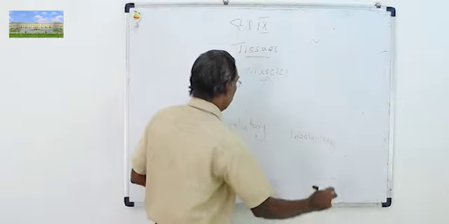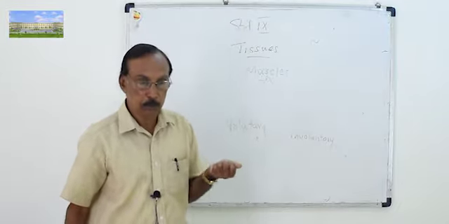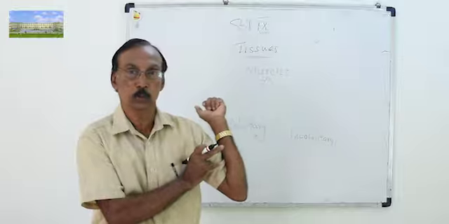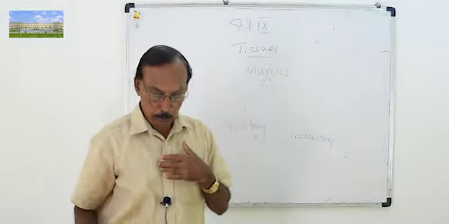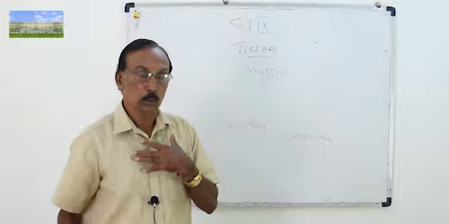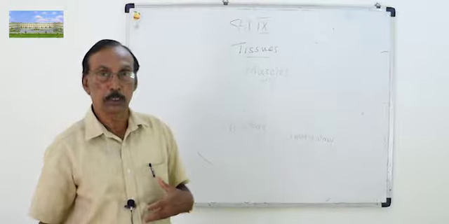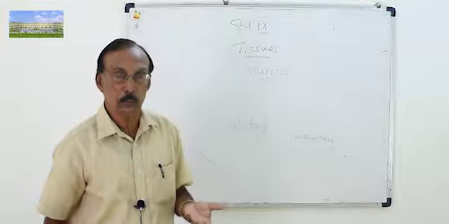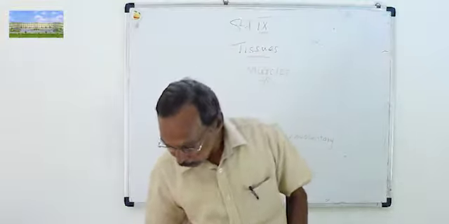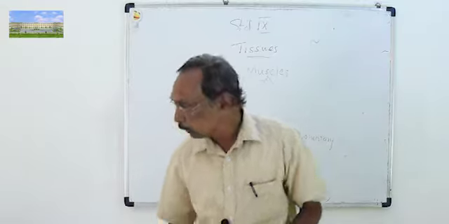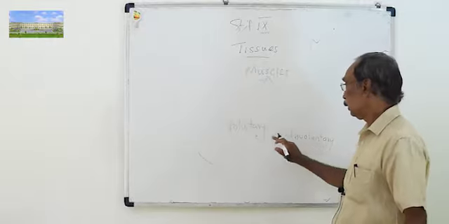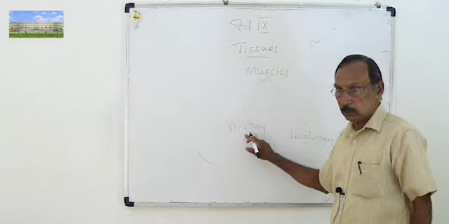What is the meaning of voluntary? Voluntary means with our permission, we can control it. If I want to contract this muscle, it is possible for me. But you cannot contract heart muscle. You have no control over the heart muscle, or a muscle inside the different organs. Without your control, these muscles contract and relax. These are called involuntary muscles. Heart muscle is an example. Voluntary means we can control it.